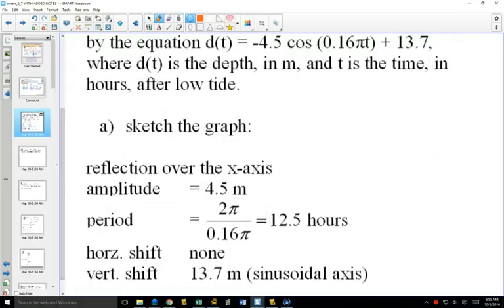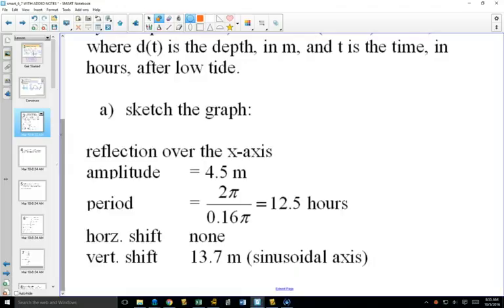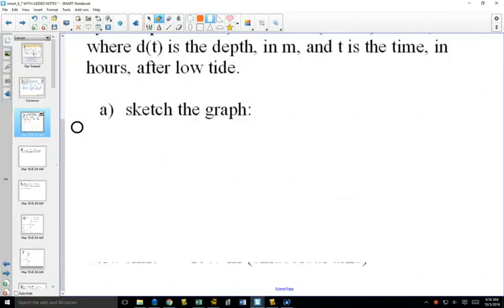All right, here is all the information. I'm not going to get you to write this down, but there is a reflection over the x-axis. We know that our amplitude is 4.5. Our period, if we do 2 pi divided by the b value, and you type that into your calculator, we get a period of 12.5 hours. There's no shift, and our sinusoidal axis is at 13.7. So I'm going to just erase that so we have some room to make our graph.